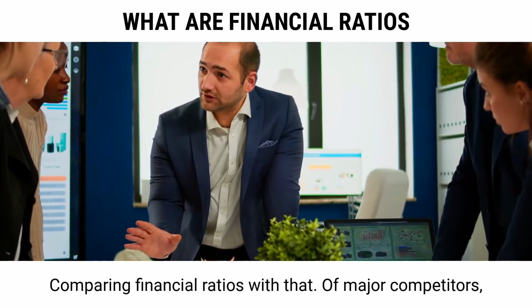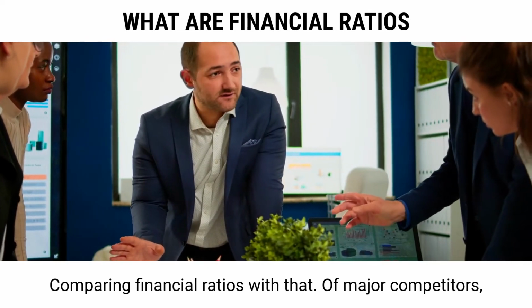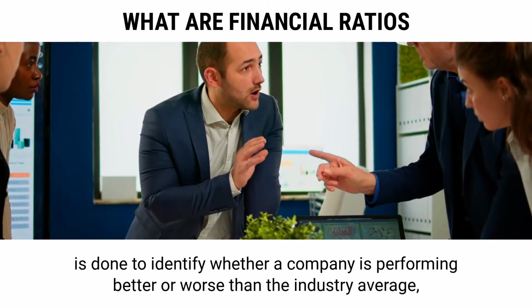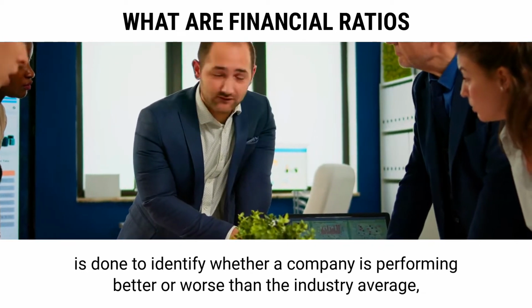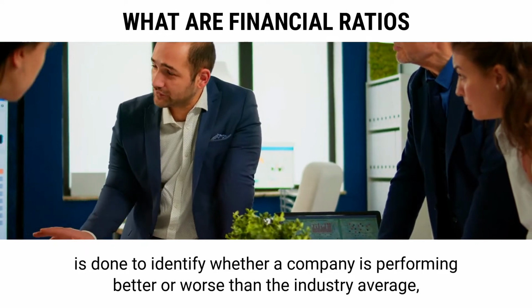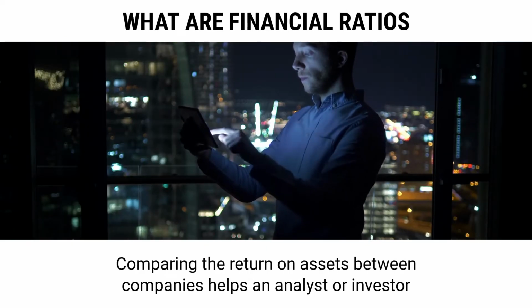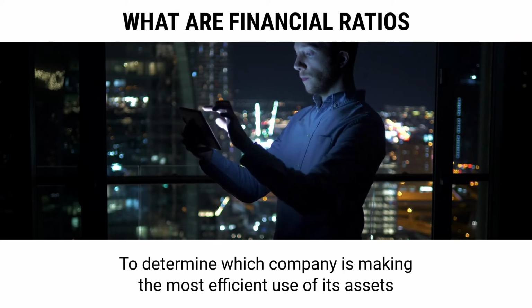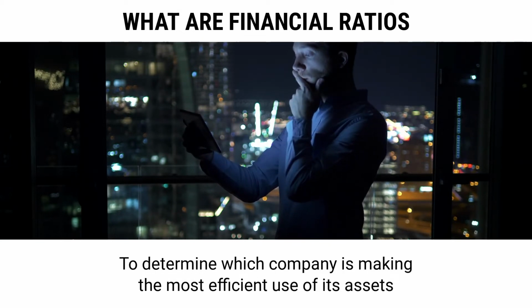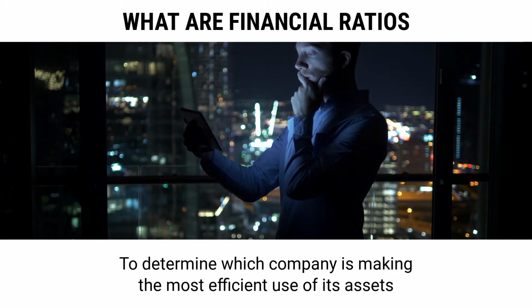Comparing financial ratios with that of major competitors is done to identify whether a company is performing better or worse than the industry average. For example, comparing the return on assets between companies helps an analyst or investor to determine which company is making the most efficient use of its assets.